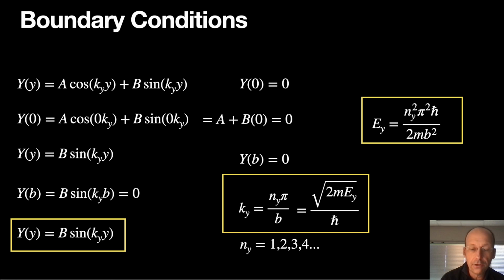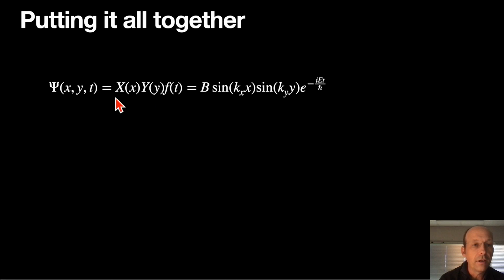And now I can put it all together. Here I have the total wave function is my x, my y, and my time. And I have b sine kx x, and another b sine ky y, right? And those are both just a constant, so I pulled them together and called it just b instead of writing b squared. It doesn't really matter, it's just a constant. And then there's my time part, e to the negative i E, which is the total energy, remember, (Ex plus Ey) t over h bar. That's your total energy, Ex plus Ey.